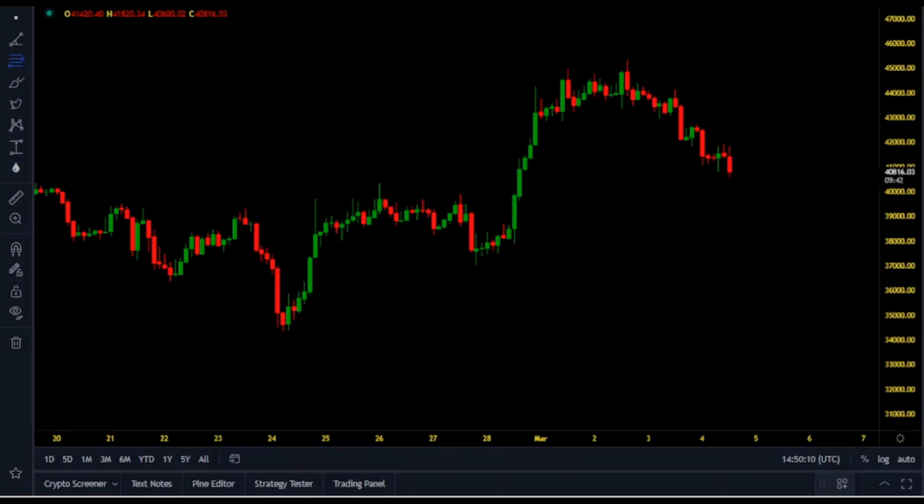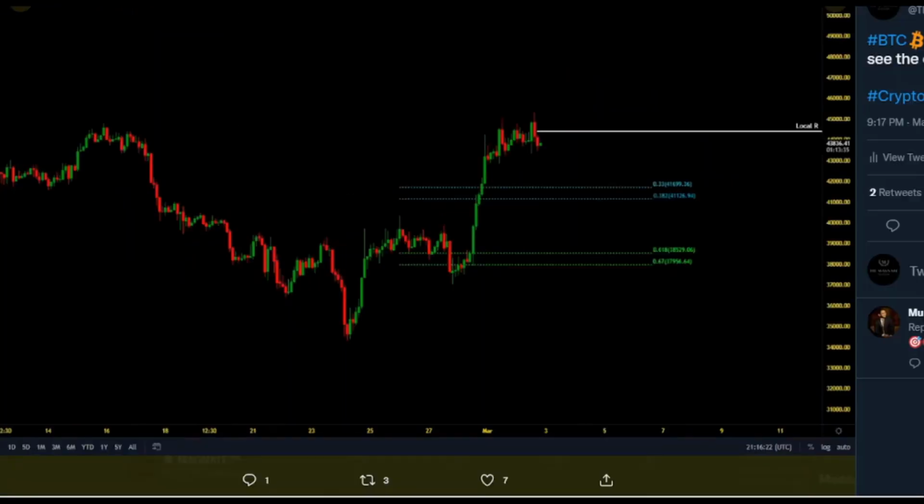I would like to start from the recent update which I made via Twitter. On the 2nd of March, around 9 p.m. UTC time, the price was at around the 43,800 level, and I provided local resistance and support levels. And as you can see, the price was nearly at the resistance level.